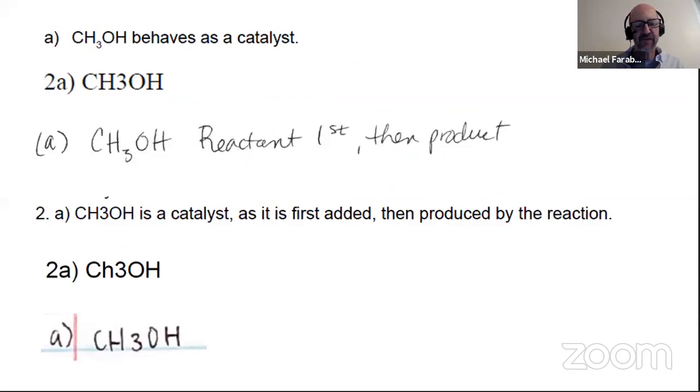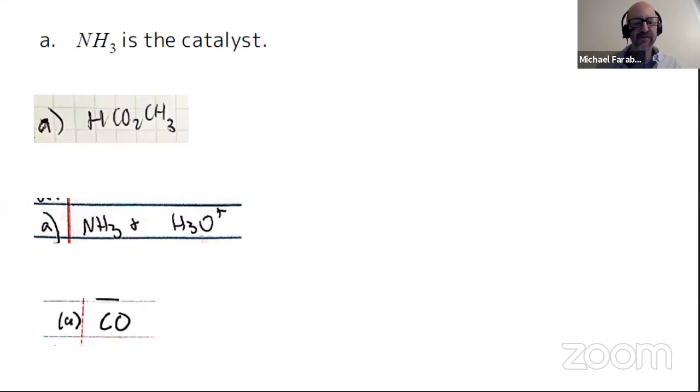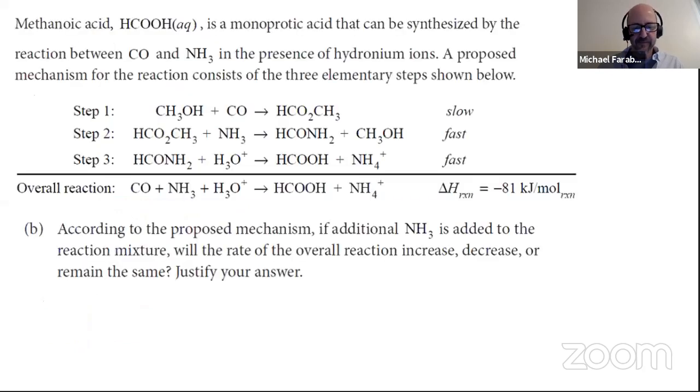So lots of people got this right. Again, don't worry about things like capitalization or subscripts. These are all fine. CH3OH is what we're looking for. Some people were confused, so they had thought that NH3 or CO or HCO2CH3, which is actually an intermediate. Again, these are not the catalysts.